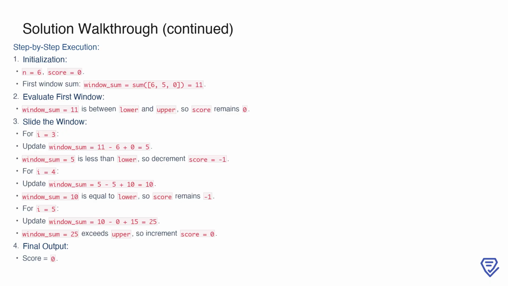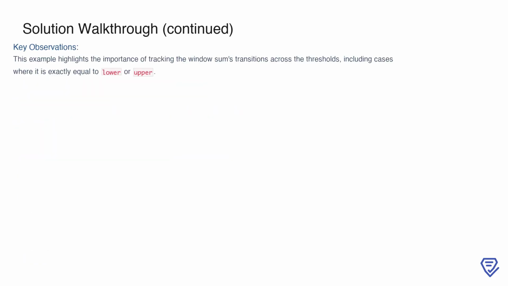Now, the window sum exceeds the upper threshold, so we increment the score by 1, bringing it back to 0. The final score for this example is 0. This mixed case highlights the importance of tracking the transitions of the window sum across the thresholds.